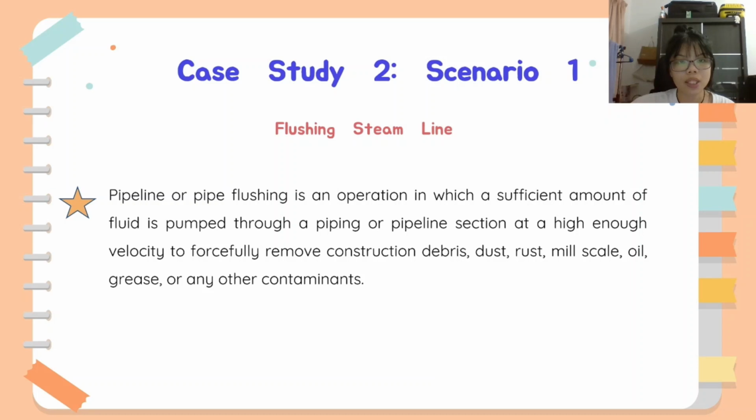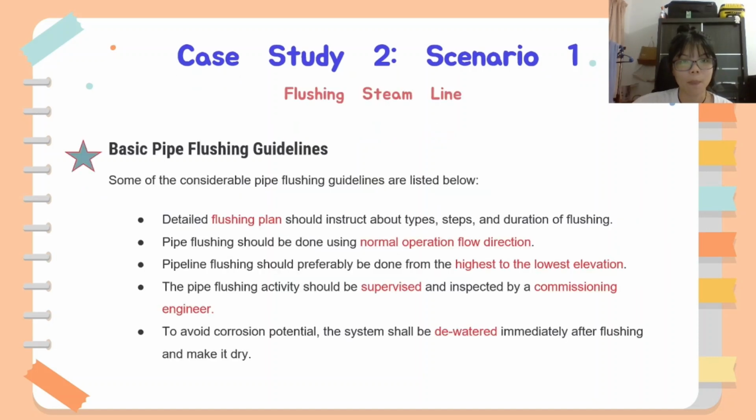The scenario 1 for Case Study 2 is flushing steam line. Piping or pipe flushing is an operation in which a sufficient amount of fluid is pumped through a piping or pipeline section at a high enough velocity to force remove the construction debris, thus rust, mill scale, oil, grease, or any other contaminants. So there are some basic pipe flushing guidelines.